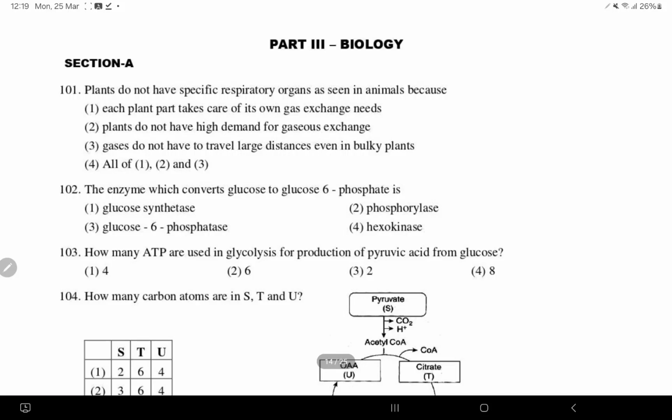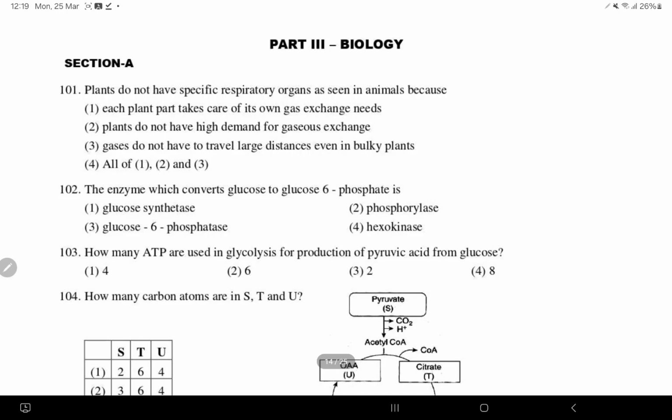First question 101. Plants do not have specific respiratory organs as seen in animals because each plant part takes care of its own gas exchange needs, right? Plants do not have higher demands for exchange of gases, right? Plants do not have to travel longer distances. Gases do not have to travel longer distances even in bulky plants. All 1, 2, 3 are correct.